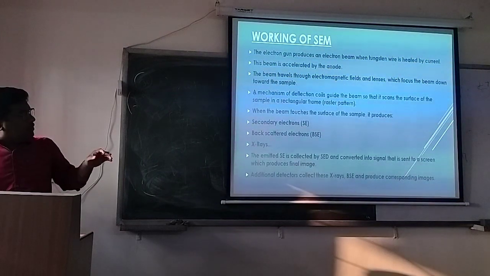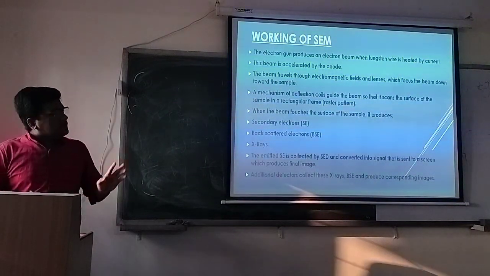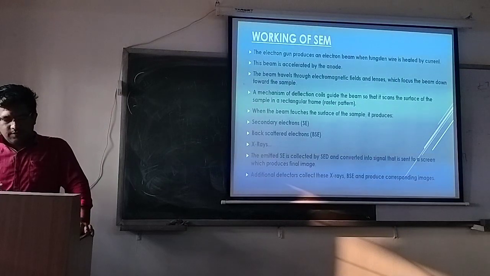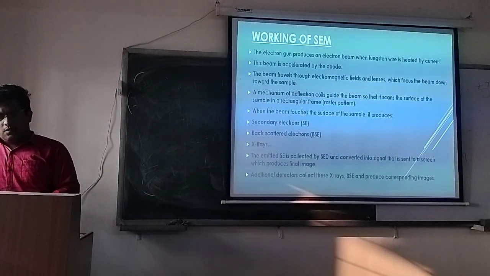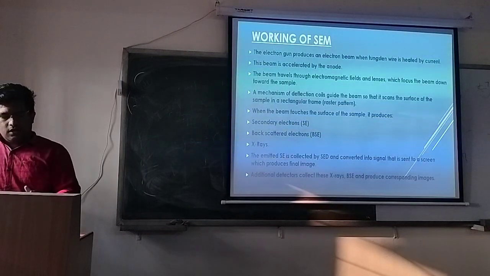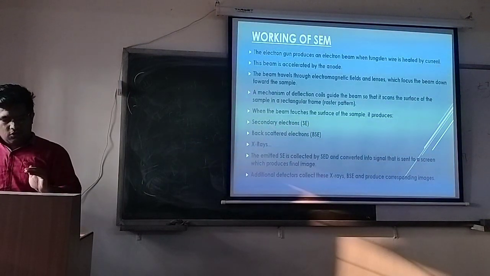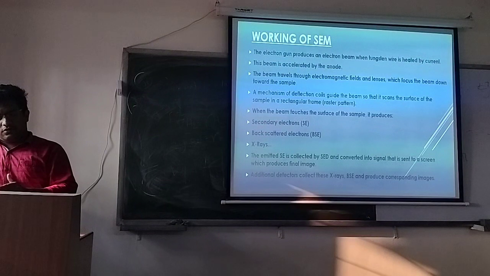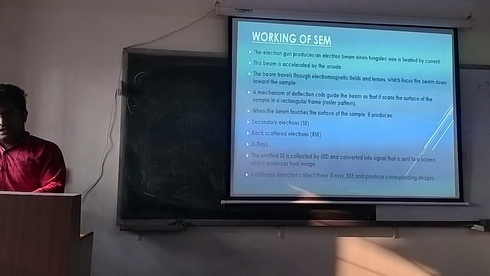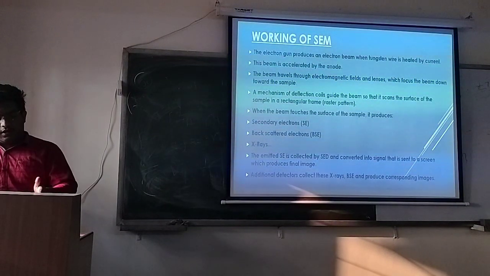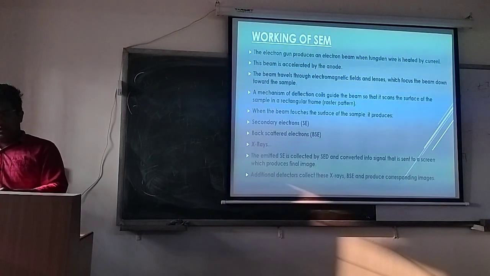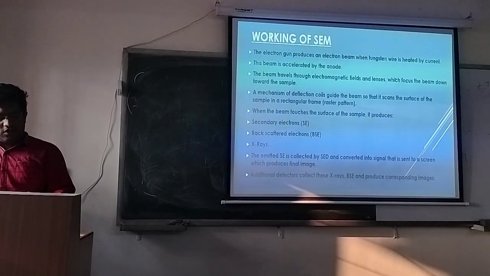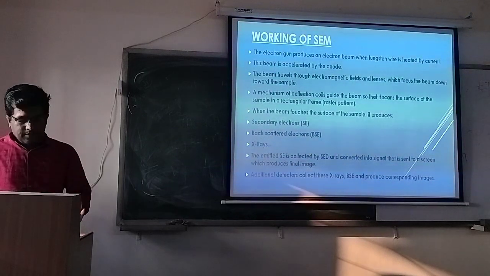Working: simply, we can say the electron gun produces the electron beam by heating a tungsten filament with current. The electron will accelerate through the anode coil. Then the beam will travel through the electromagnetic lenses and be focused down onto the sample. The deflection coil guides the beam so that it scans the surface of the sample in a rectangular frame.